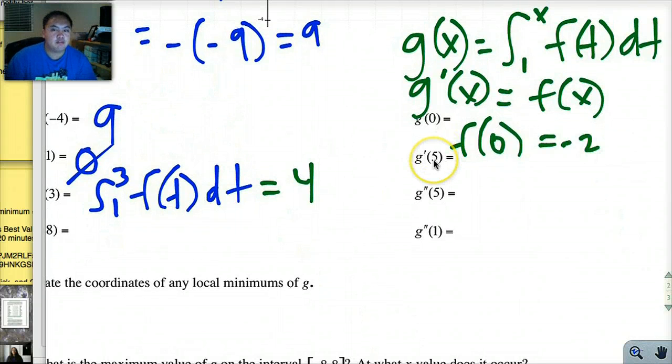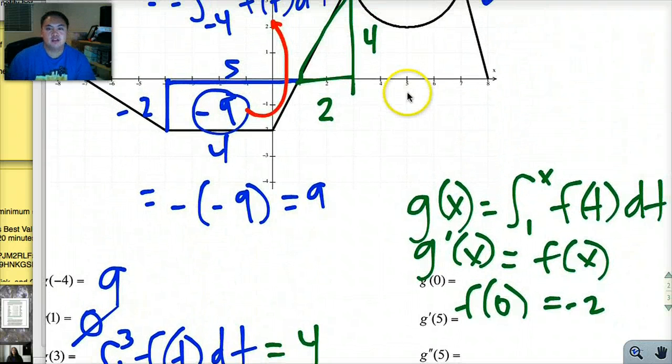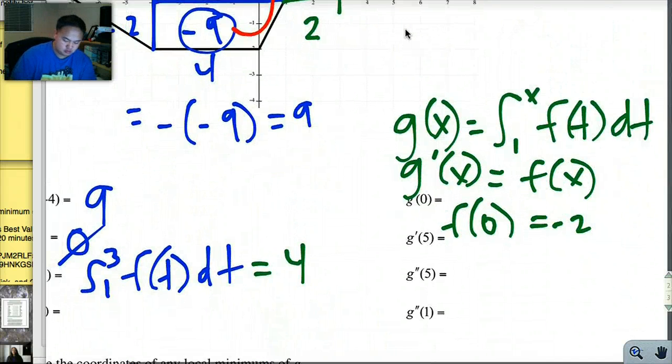This one says g prime of 5. Again, g prime is the same thing as just putting it into f. So g prime of 5 is saying what is the value at 5 of this graph. So at 5, my value is 2.